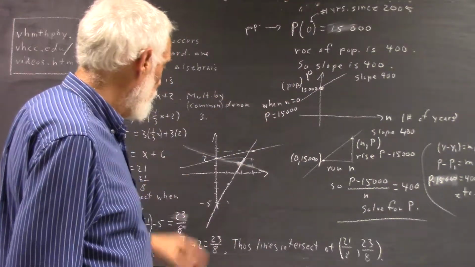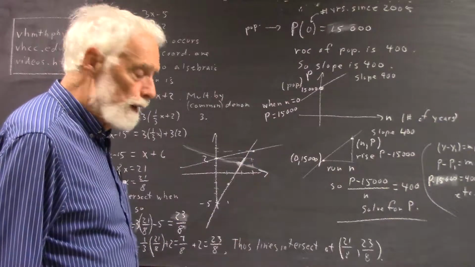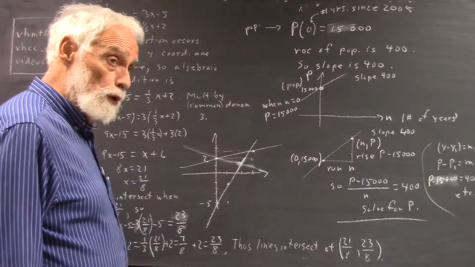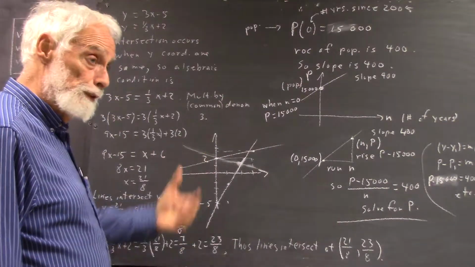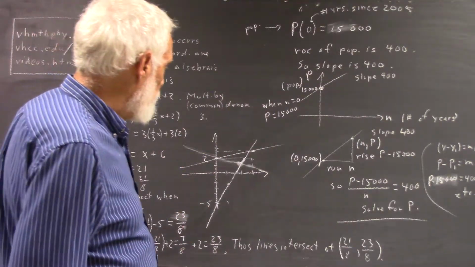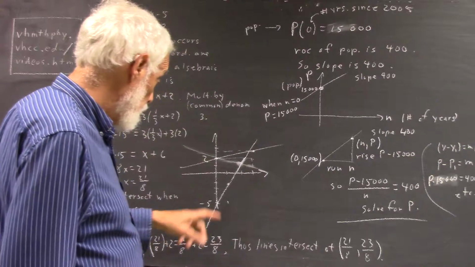So I did that. Now, my y scale and my x scale aren't the same, so these lines don't look exactly like they would if we had equal scales. Both graphs would be steeper. But this is the way I happen to draw it.